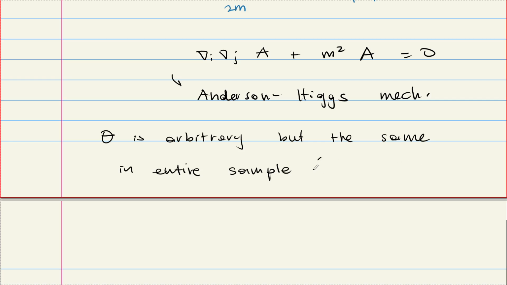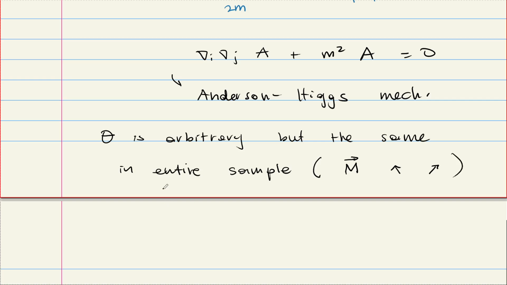You can think of this like magnetization, right? In a magnet, each individual atom has a little magnetic moment, but when all of them align and they have this rigidity, you have a macroscopic M. And here this theta is kind of acting like that.